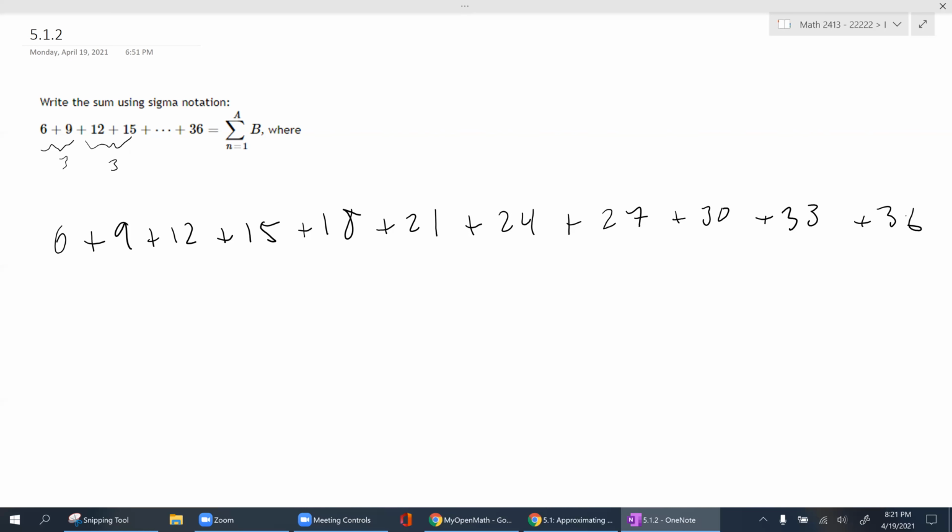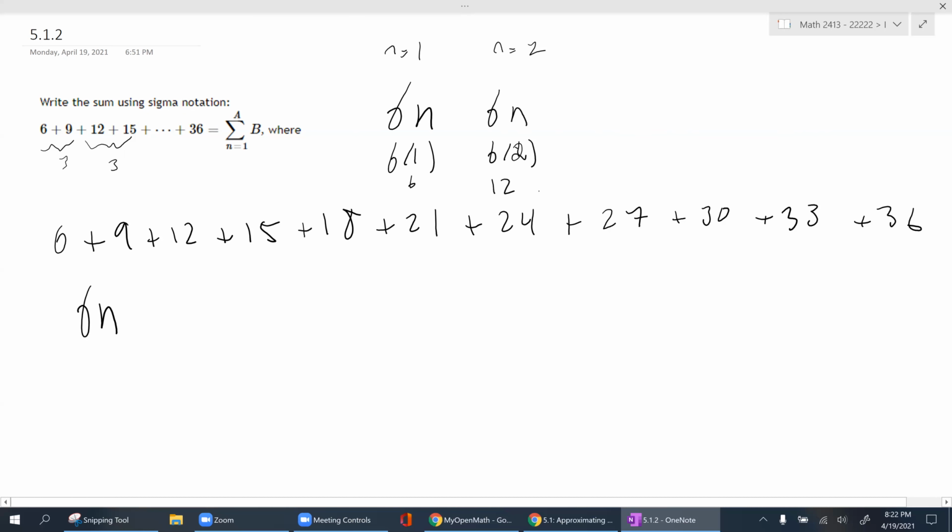So here, you want to start off with n equals 1. If you were to say the function I'm using is 6n, well, for n equals 1, this gives me 6 times 1, which gives me 6. But what happens at n equals 2 for this one? This is 12. Nope, the second one should be a 9, all right?